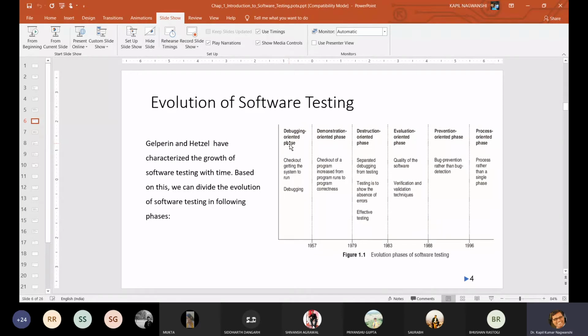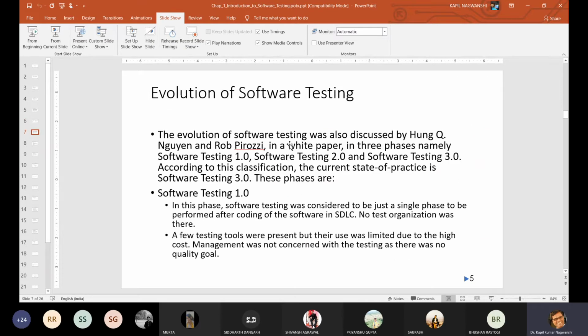Then from 1988 to 1995, prevention oriented testing came into existence, and this is related with bug prevention rather than bug detection. And lastly, till now it is in the process oriented phase, process rather than a single phase. Okay, so these are the phases.